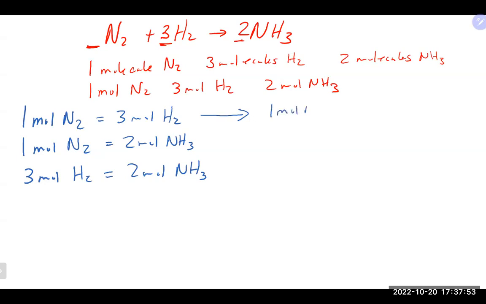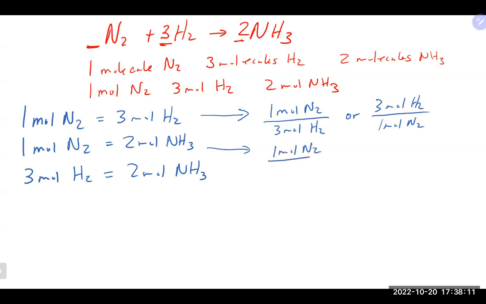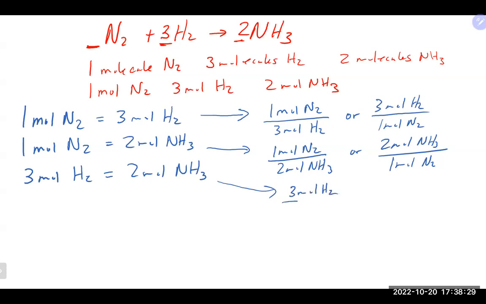You could write, for example, 1 mole of N2 over 3 moles of H2, or 3 moles of H2 over 1 mole of N2. From this one, you could write 1 mole of N2 over 2 moles of NH3, or 2 moles of NH3 over 1 mole of N2. And lastly here, we could write something like 3 moles of H2 over 2 moles of NH3, or 2 moles of NH3 over 3 moles of H2. So really from this one balanced equation, we have 6 different conversion factors that we could use in a problem. Obviously, you probably would only use one, most likely, out of all those, but you would choose whichever one would work correctly for you.